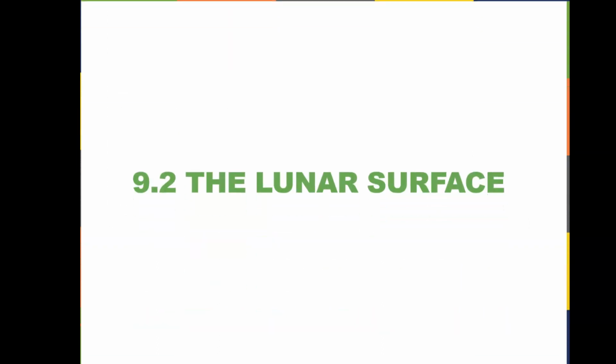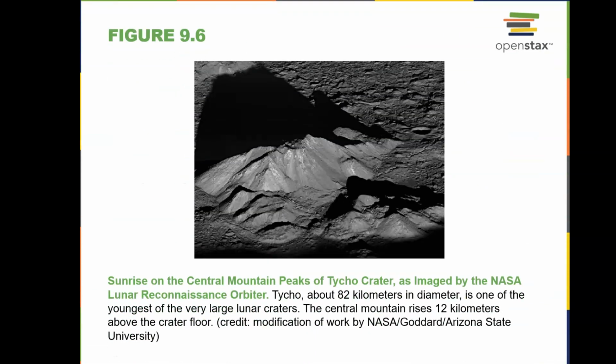Now that we've discussed the general properties, we're going to talk in more detail about the lunar surface. Here we can see the central mountain peaks of Tycho crater on the moon. It is 82 kilometers in diameter and one of the most recent craters on the moon. The main peak is 12 kilometers above the crater floor. For reference, Mount Everest is 8.8 kilometers in height.